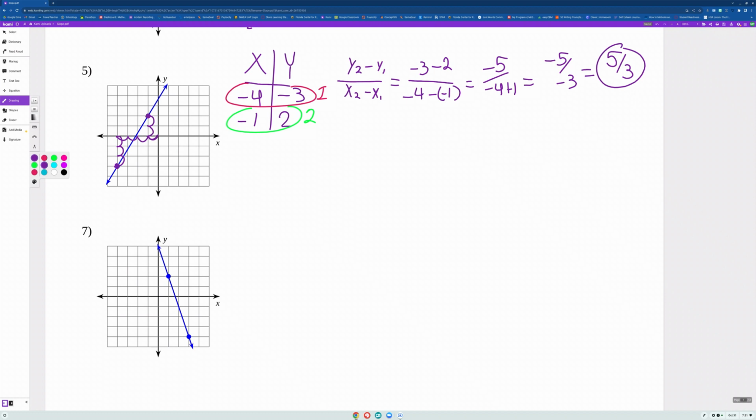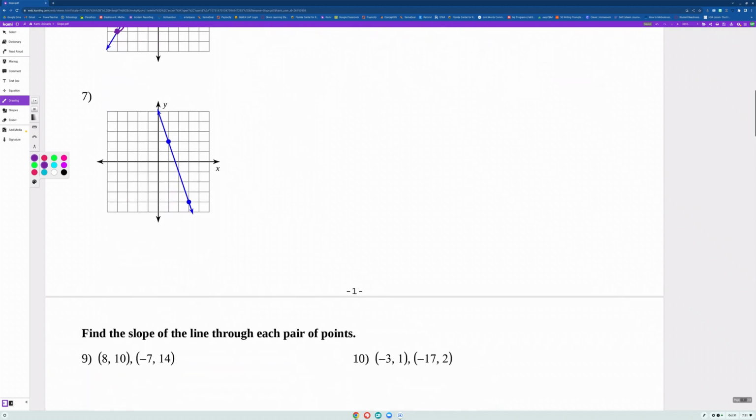All right. So looking at number 7, again, just finding my ordered pairs. There's one right here and one here. Let's create my x and my y table. My first x is going to be 1, and then my first y is going to be 2. And then my second x is going to be 3, and my second y is going to be negative 4.